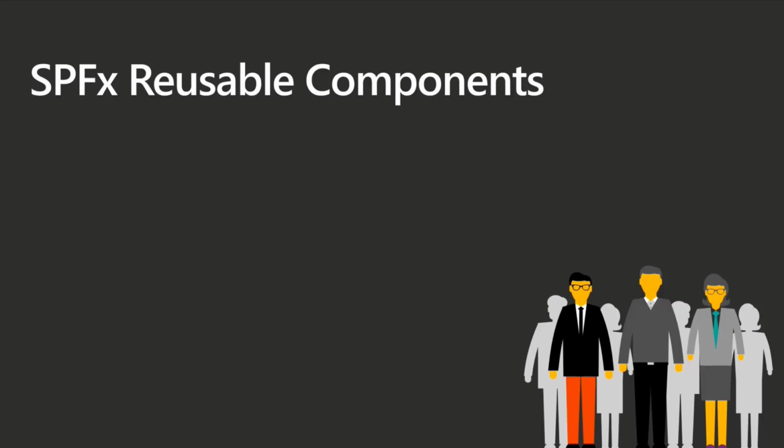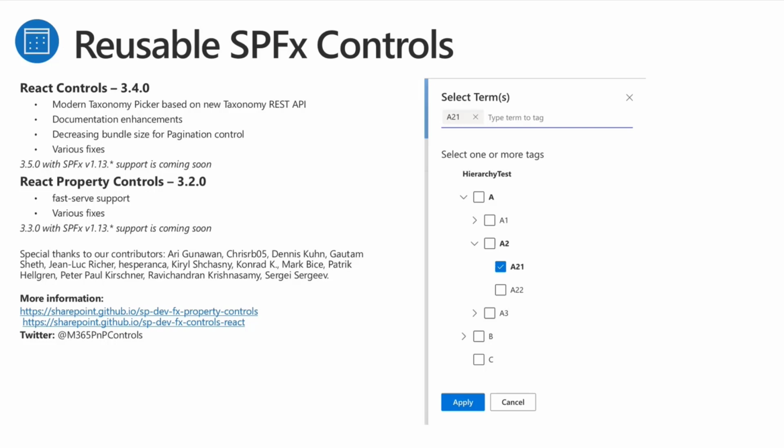Next up, SPFx reusable components. React controls 3.4.0: modern taxonomy picker based on the new taxonomy REST API, documentation enhancements, and decreasing bundle size for the pagination control, as well as various fixes. Working on 3.5 with SPFx version 1.13 support coming soon. And then the property controls are out with fast serve support and various fixes. Working as well on a version for SPFx 1.13 that will hopefully be out very soon.